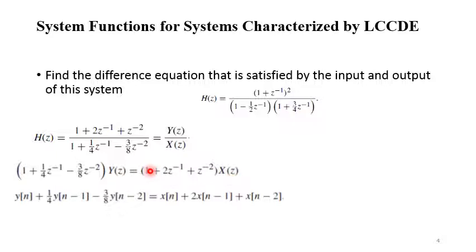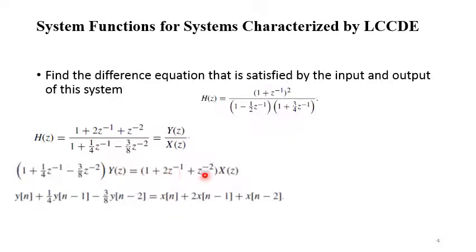Now taking the inverse z transform, Y(z) plus 1/4 Y(z) z^-1 minus 3/8 z^-2 Y(z). The inverse of Y(z) will be y(n), and this is one unit delayed, so it will be y(n-1). The scaling is the same, so 1/4 y(n-1). Similarly, minus 3/8 y(n-2).